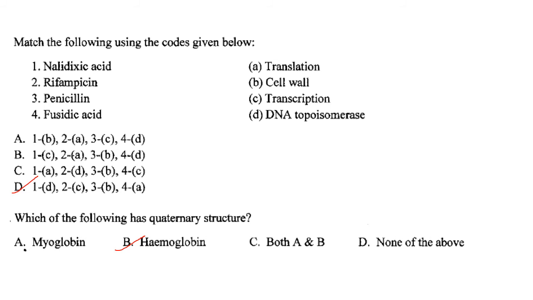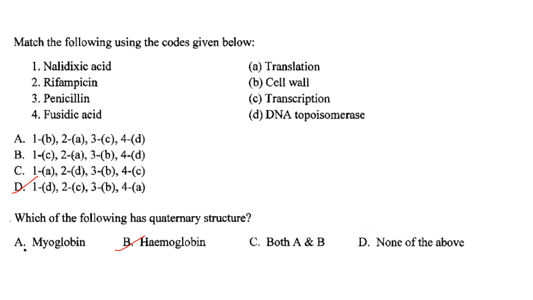Then match the following using the codes given below. Nalidixic acid: DNA topoisomerase. Rifampicin is transcription. Penicillin inhibits cell wall synthesis, that is 3B, and fusidic acid is translation. So the answer here is option D, that is 1D, 2C, 3B, 4A.